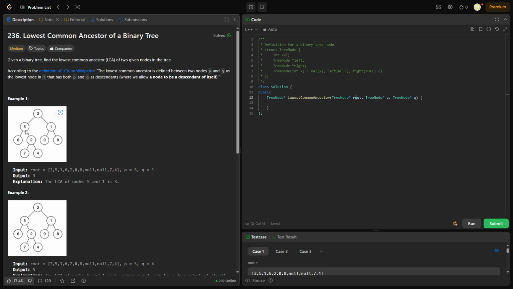Because, and remember, a node is allowed to be a descendant of itself. So even though 5 is equal to P, 5 is the LCA, right? Because of this here, okay? That's why I'm saying do LeetCode 235 first. It makes this problem a little bit easier to understand.